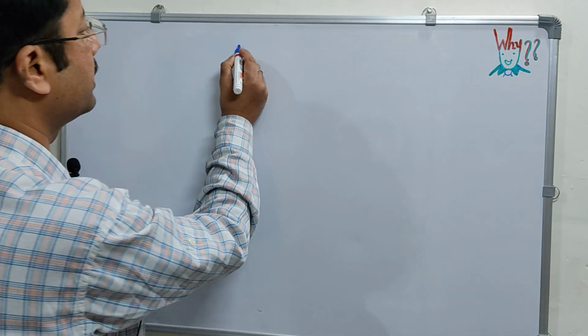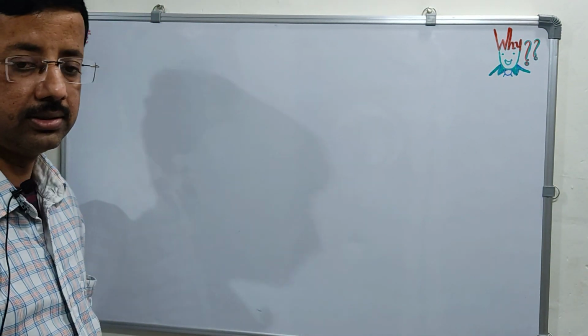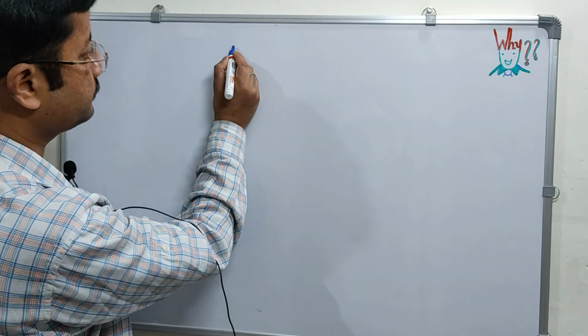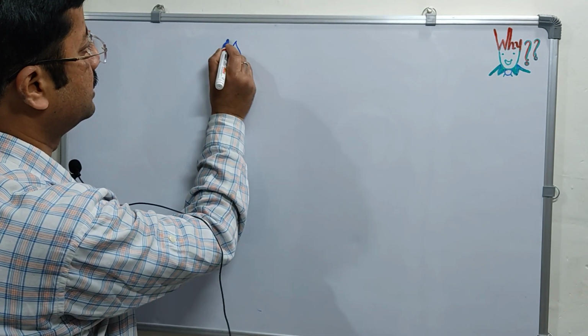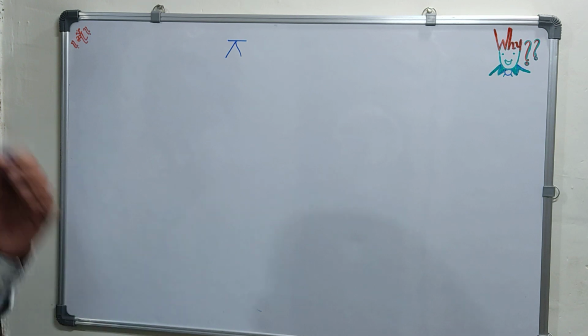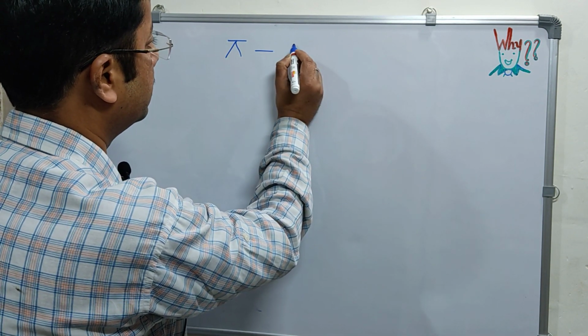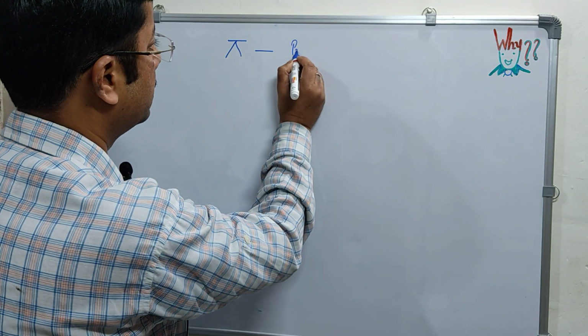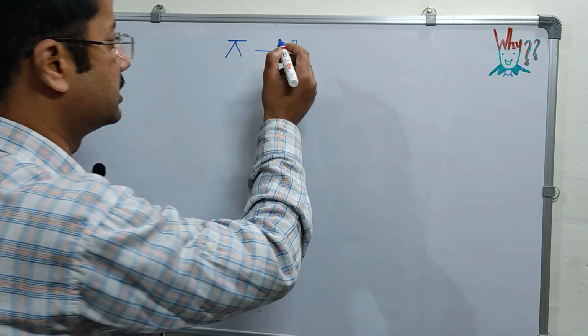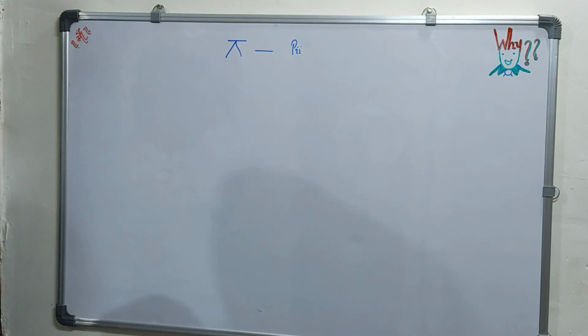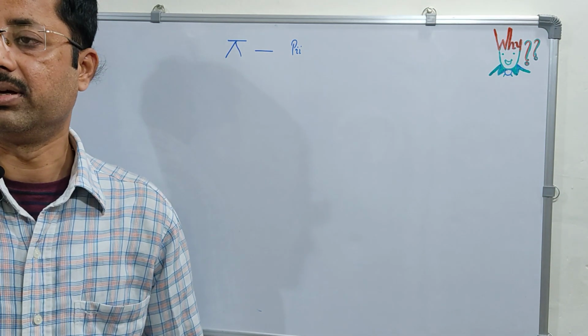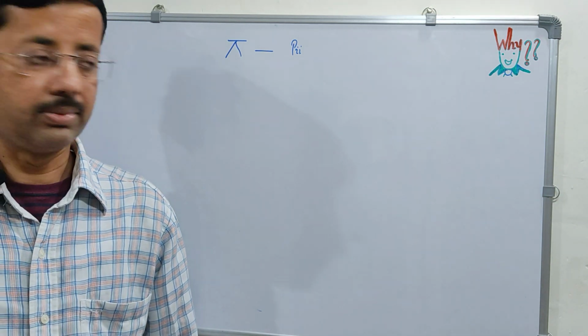Now the symbol of pi you all know very well. The symbol of pi is this. This is the symbol of pi. It's a Greek letter. This pi is named after a Greek mathematician.